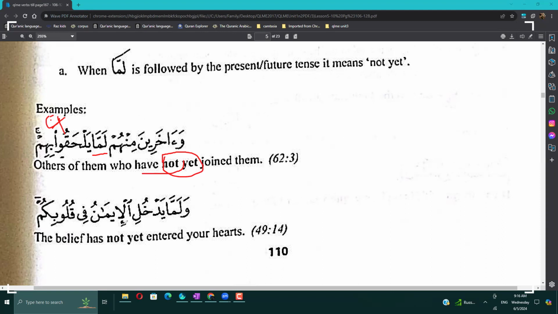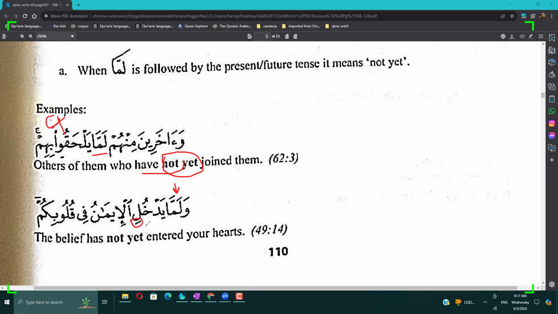Wa lamma yadkhuli al-imanu fi qulubikum. Now tell me what is happening here in this ayah. Which is the jussive particle? Lamma yadkhul. Okay, so what is happening here? What is it making the mudare? Why is there a kasra? Because of the alif lam, the meaning of the two sukoons meeting, then it takes a kasra.